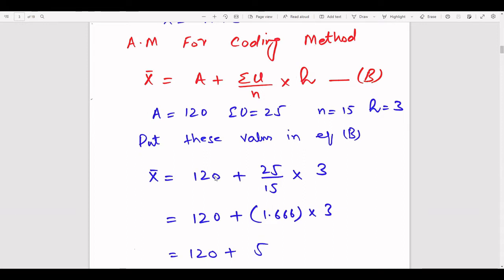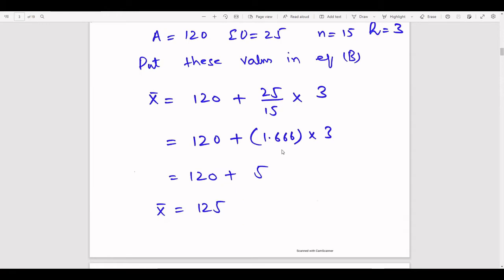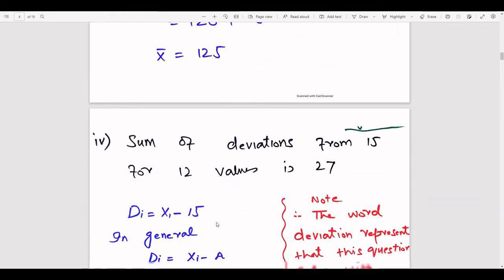So x bar is equal to 120 plus 25 over 15 multiplied by 3. Dividing 25 over 15 gives 1.666, multiplied by 3. After simplification, after multiplying 1.666 with 3, the answer is 5, and this answer 5 is added to 120. The answer is x bar is equal to 125. So we can calculate arithmetic mean again.